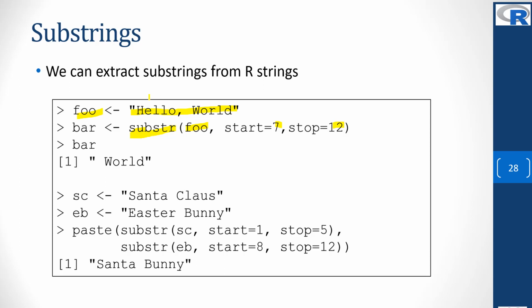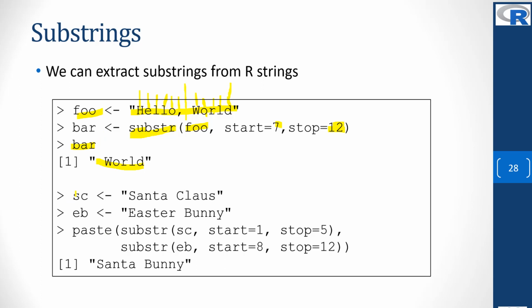So if we're counting from 1, H is 1, 2, 3, 4, 5, 6, and then 7 is this space character here, followed by 8, 9, 10, 11, and 12 for the D. So you can see some programming languages are exclusive of this last index, but R includes the character at that index when you specify the start and stop values. So we end up with space and then the word world assigned to this variable bar.